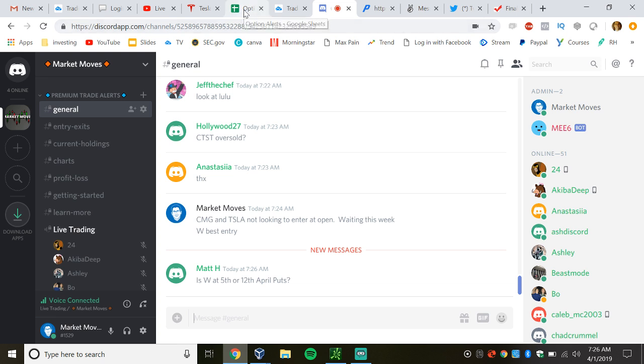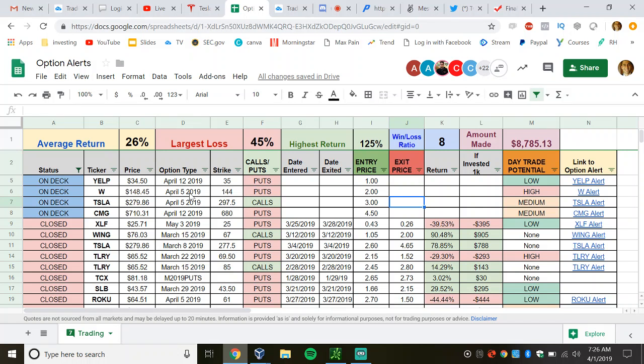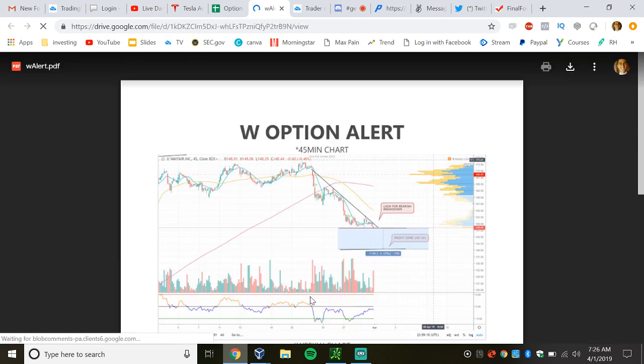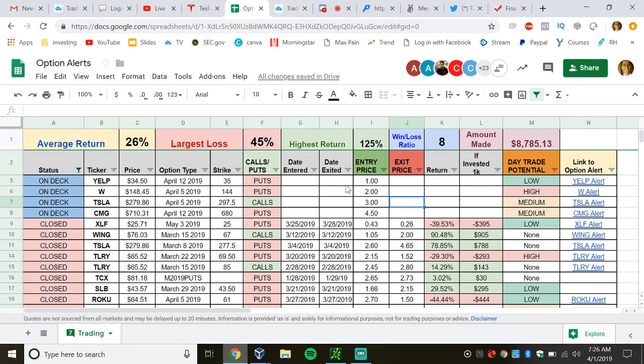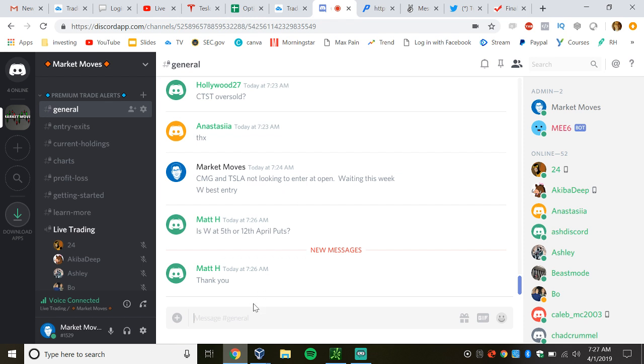Fifth, W. I think W was this week because it's a high day trade. So let's just check out what I put on the sheet. Yeah, I put fifth for W. So I think everything should be good to go. Yelp might be like a couple day hold. And everything else is either 5th or 12th.